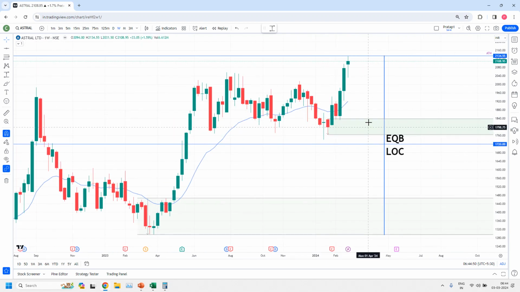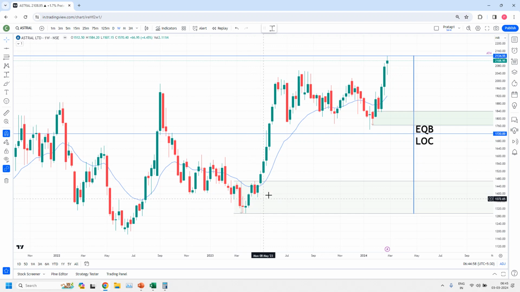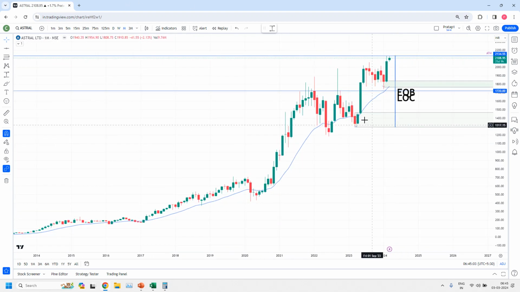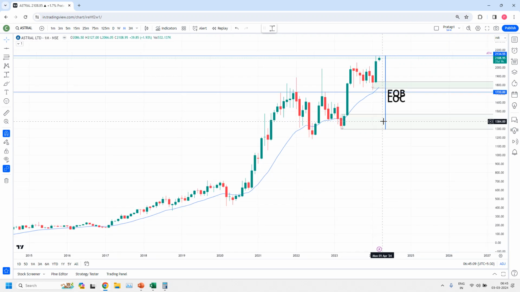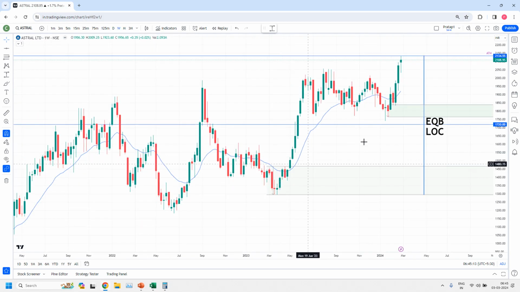Okay, now how are prices traveling? From the weekly demand zone, prices are traveling towards the all-time high. What about monthly? Let me go to the monthly. See, monthly also prices are traveling from the monthly demand zone to the all-time high. Weekly also the same thing you have observed: prices are traveling from the weekly demand zone to the all-time high.